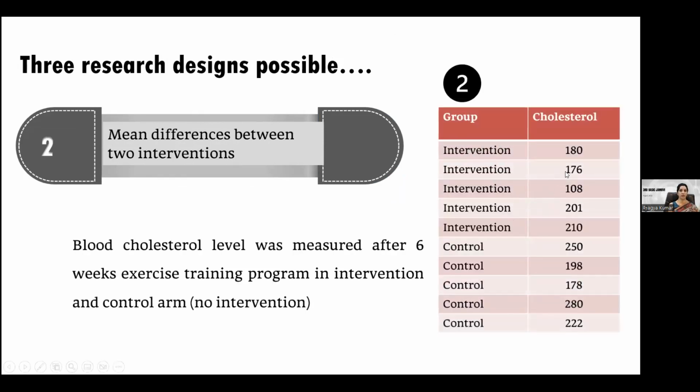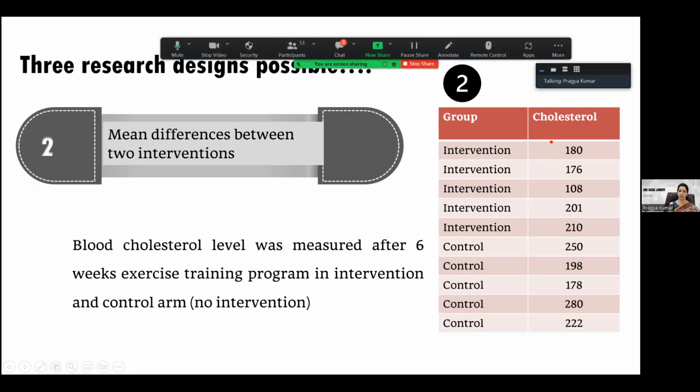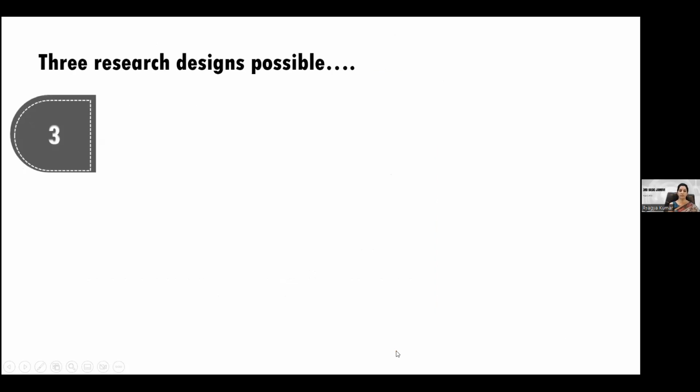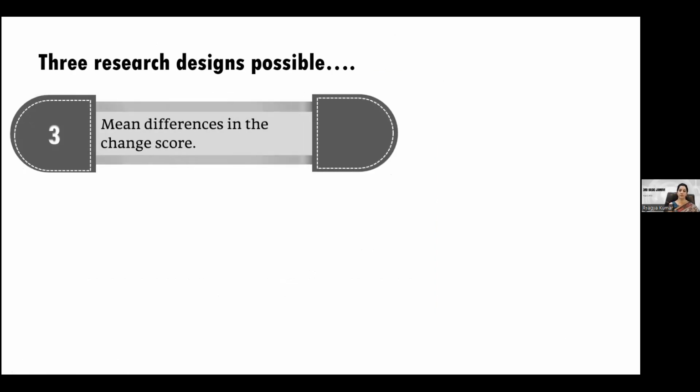Or if you want to compare the mean differences between two interventions, as for example, you are doing a randomized control trial, you have got two groups, an intervention group and a control group, and you have got the cholesterol values of these people. If you want to compare the mean cholesterol between the intervention and the control, then you can apply this independent sample t-test.